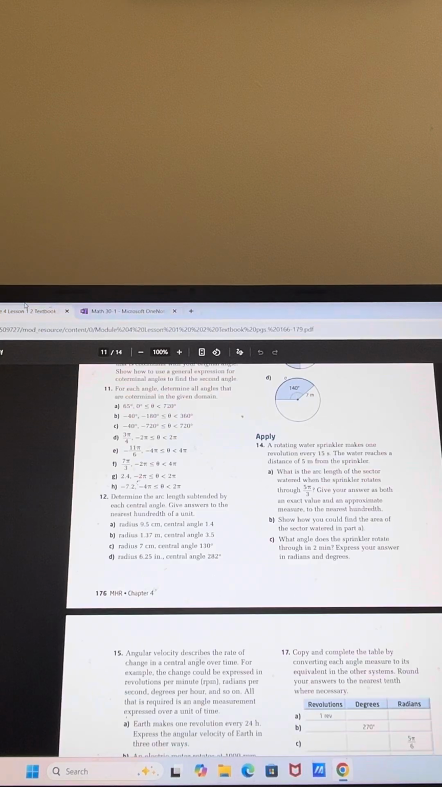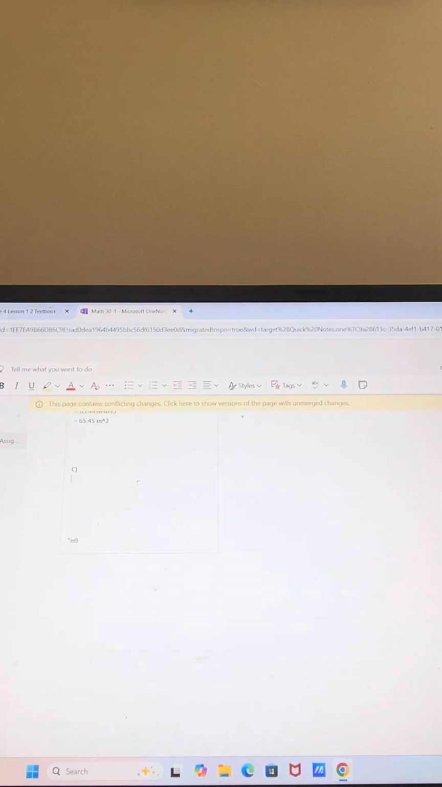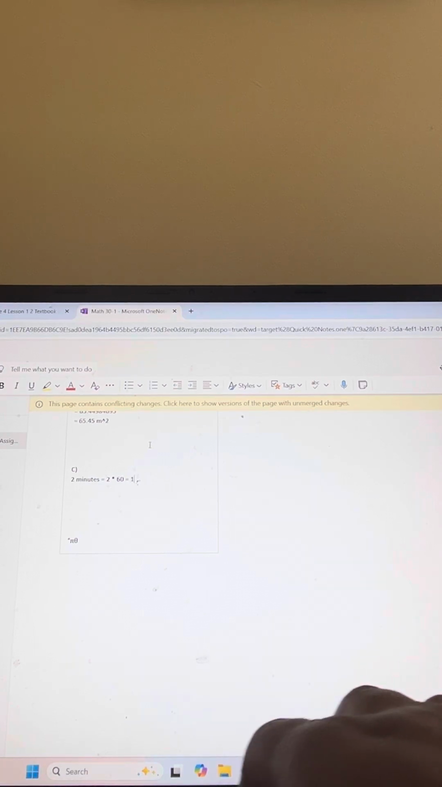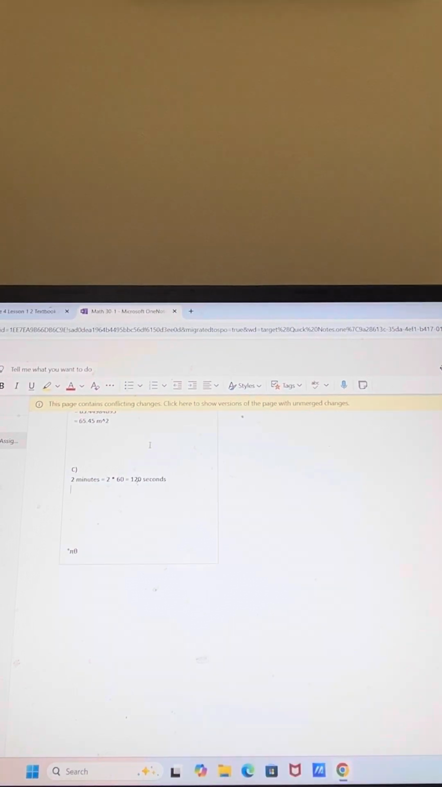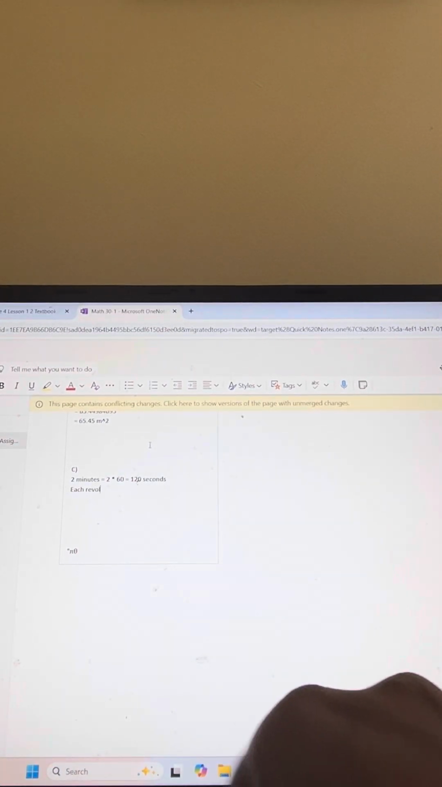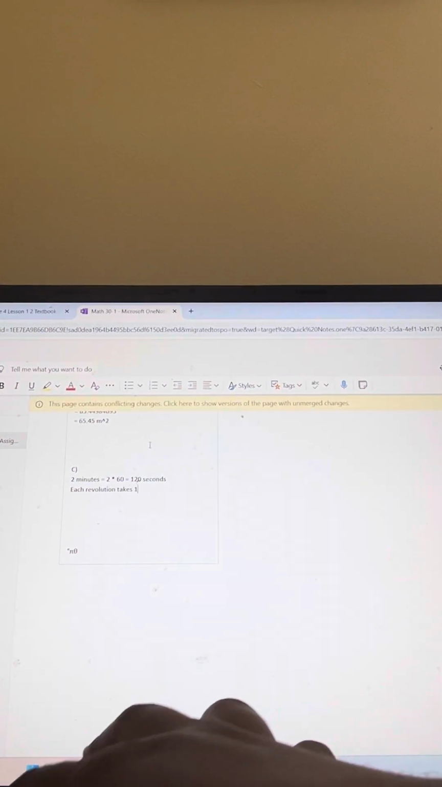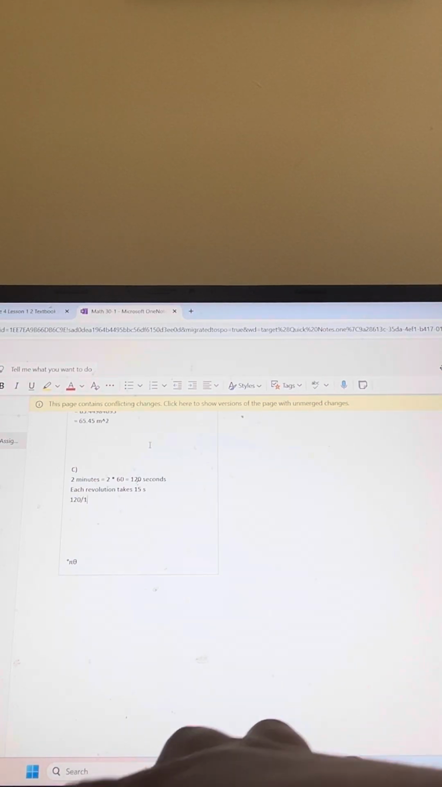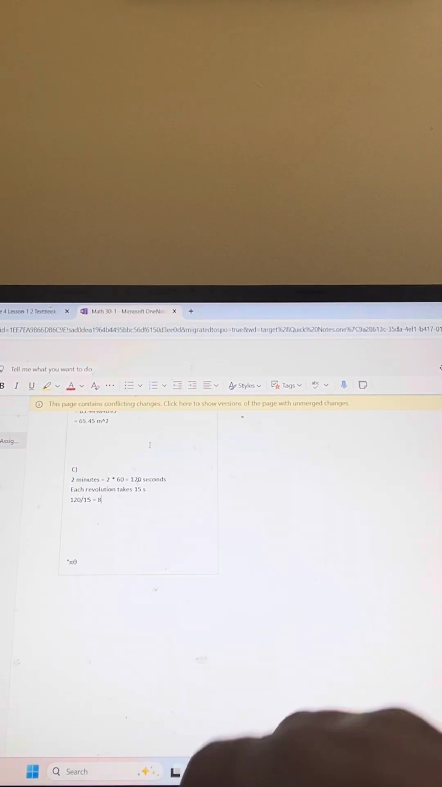And now moving on to C. C asks us, what angle does the sprinkler rotate through in 2 minutes? So we're just going to have to convert our time. 2 minutes is equal to 2 times 60, which is equal to 120 seconds. Each revolution takes 15 seconds, right? So 120 divided by 15 is going to be equal to 8. So we have 8 revolutions.